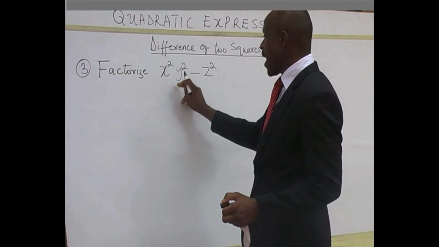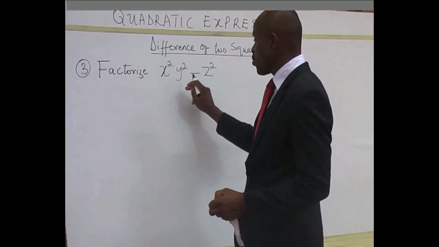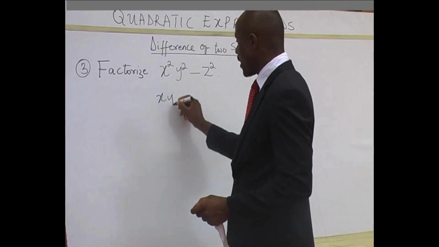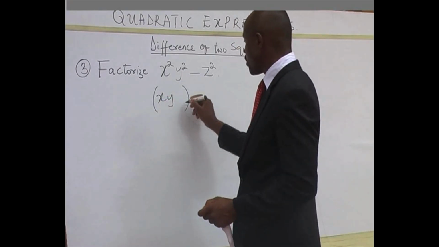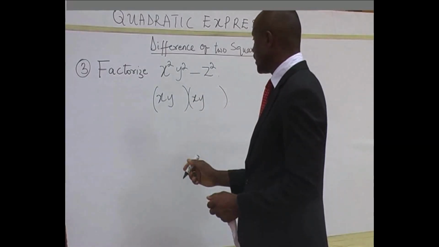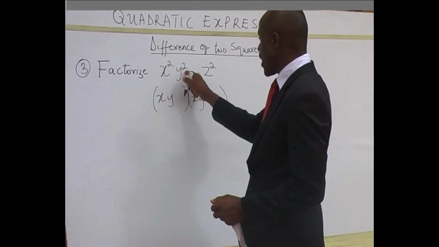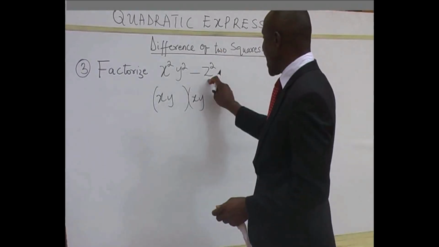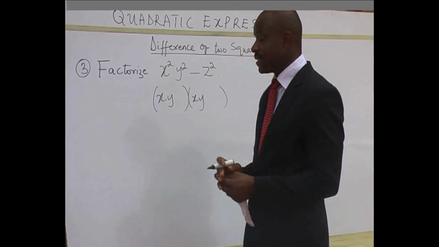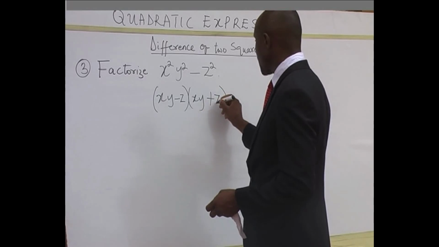Factorize x squared y squared minus z squared. The square root of x squared y squared is xy. Put it inside the first bracket, open the next, you have xy again. It is xy that is the square root of x squared y squared. Now, z squared has the square root of z. That means you're going to have minus z and plus z.